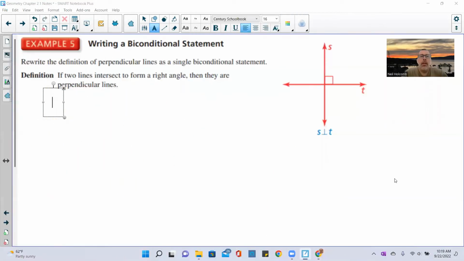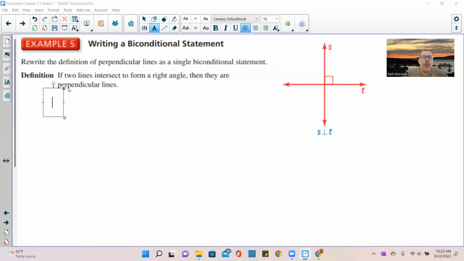Record. Okay, example 5, writing a biconditional statement. It says rewrite the definition of perpendicular lines as a single biconditional statement. Remember, we can write them biconditional if the original is true and the converse is true. So it says definition. If two lines intersect to form a right angle, then they are perpendicular lines. So here is line S, here is line T. They intersect, form a right angle, therefore S is perpendicular to T is true.